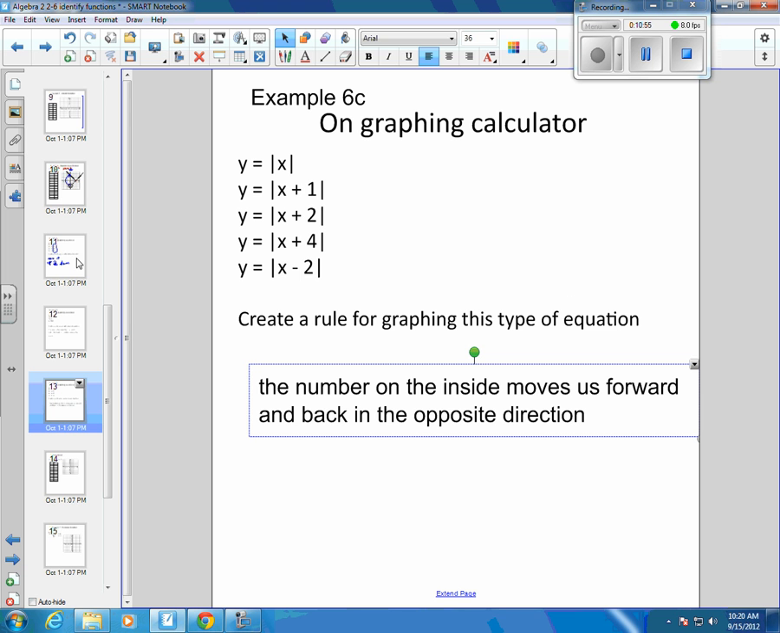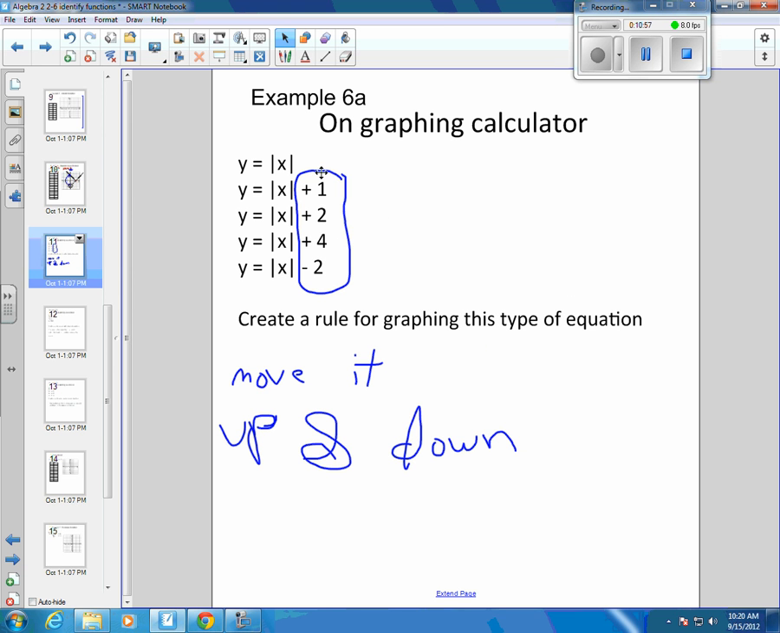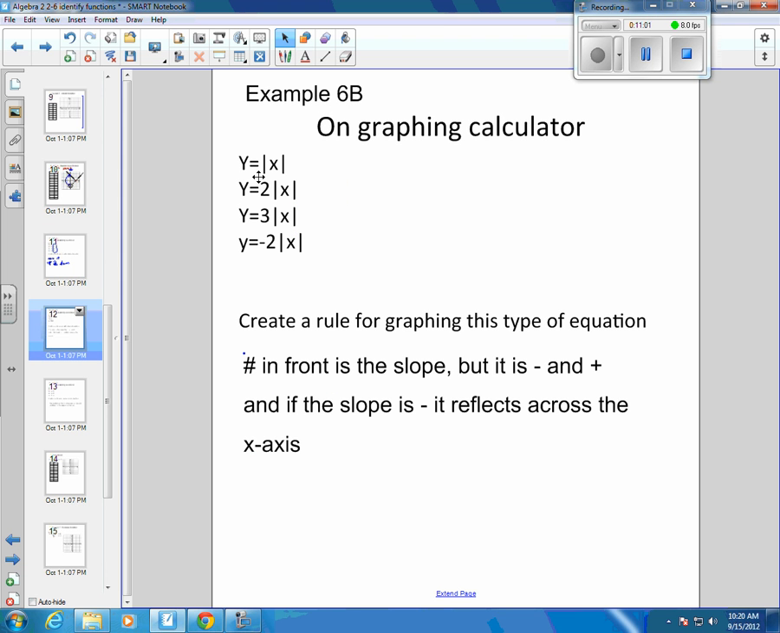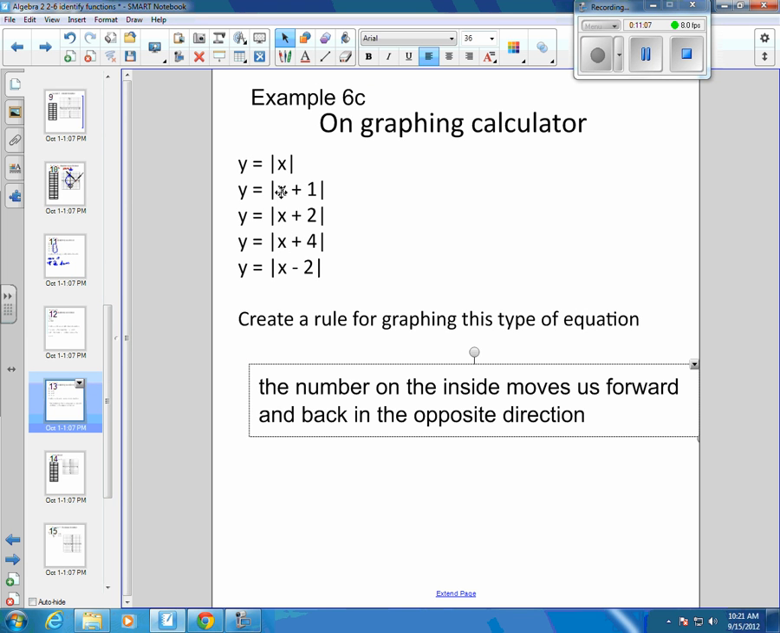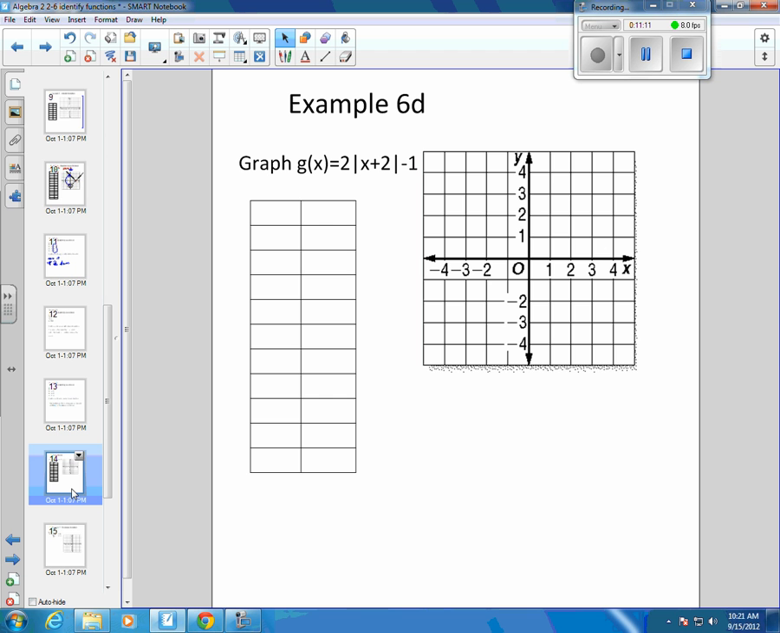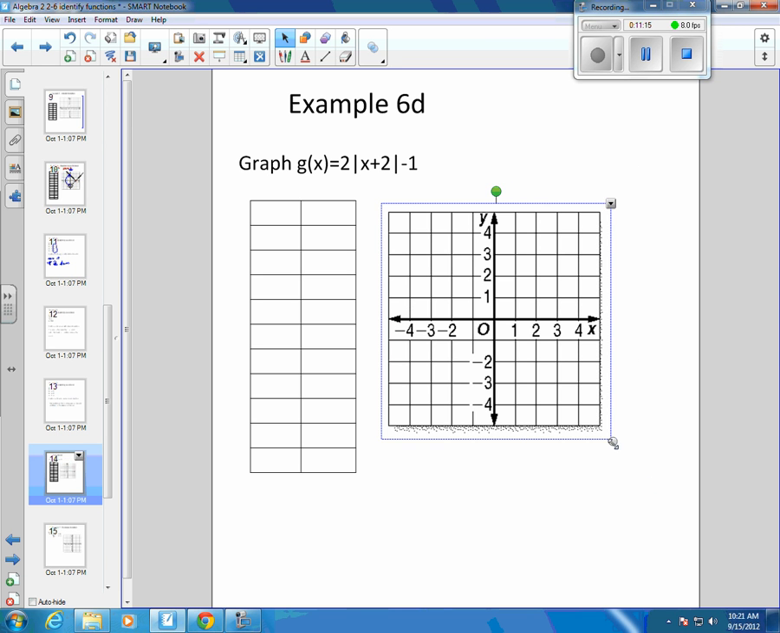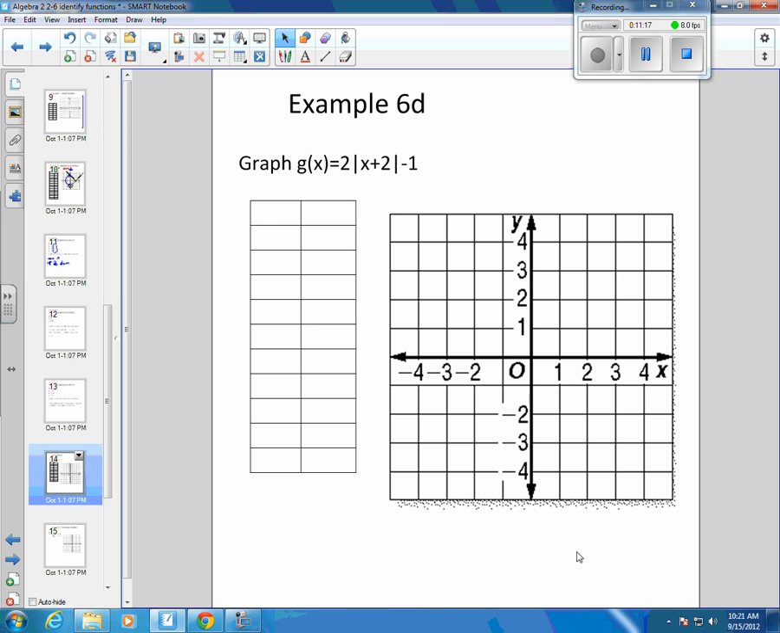Okay, so now we have our rules. We have numbers on the outside are moving us up and down in the same direction. The number we're multiplying by is, in fact, our slope. We've got to take the positive and the negative part to it. And the number on the inside is moving us forward and back, but in the opposite direction. So let's take a guess at where this graph is going to take us, and then we'll plot some points, see if we're right. So we know our slope is going to be 2.